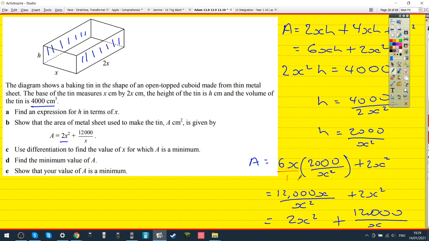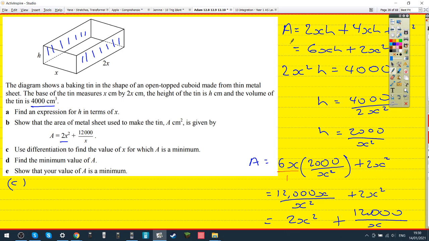Question C. So it wants us to work out the surface area using differentiation. Yep. No, just the minimum value of x. Okay. So what equation do we use? Do we use 2x squared plus 12,000 over x?